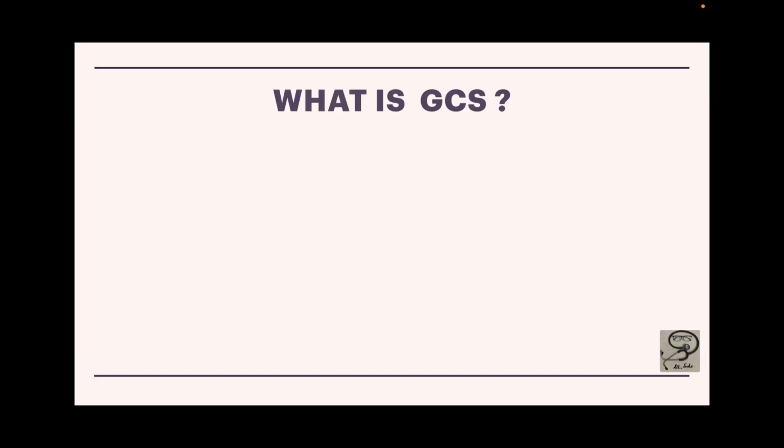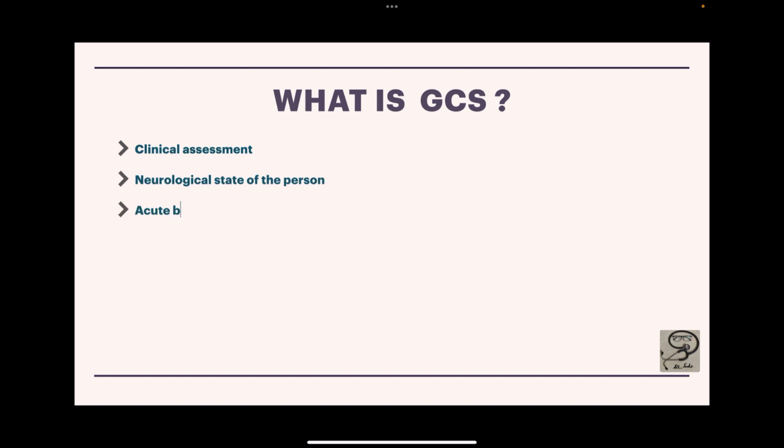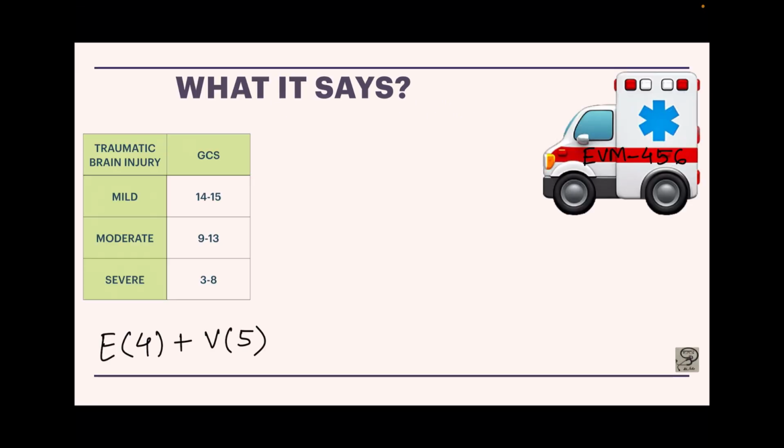Now, what exactly is GCS? It is a clinical scale which is used to assess the neurological state of a person with any kind of trauma, brain injuries, or impaired consciousness due to conditions like hypoglycemia or if the person is terminally ill. Now, GCS tells us two important things about a patient.